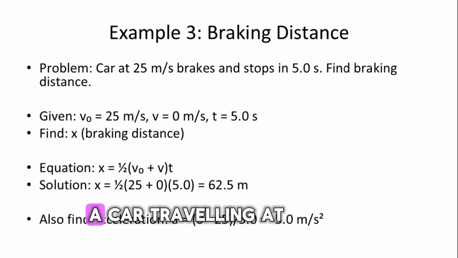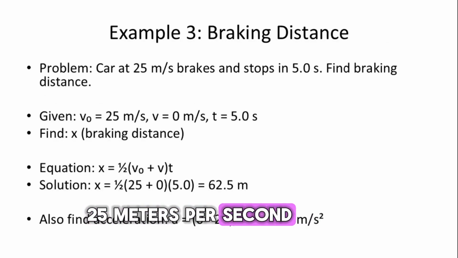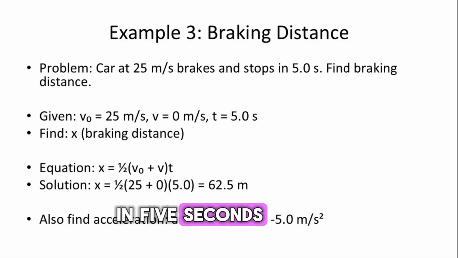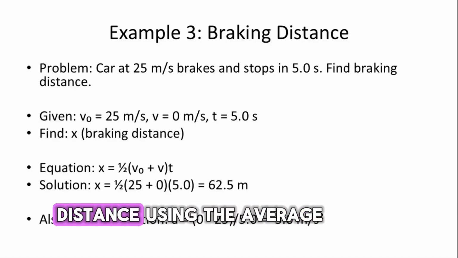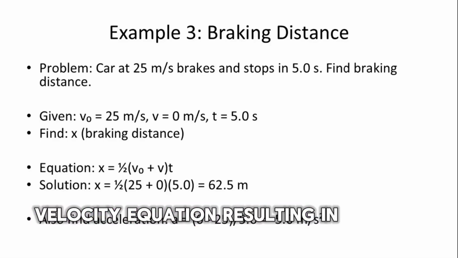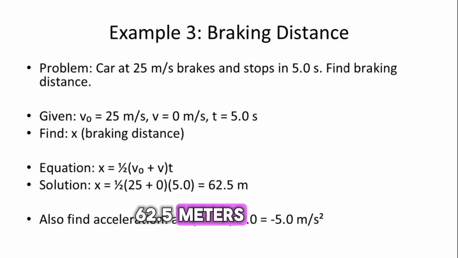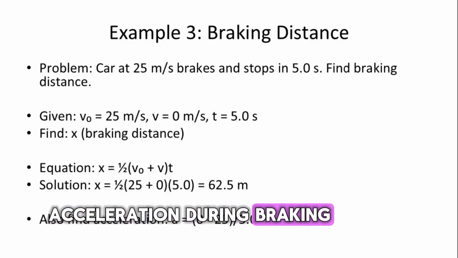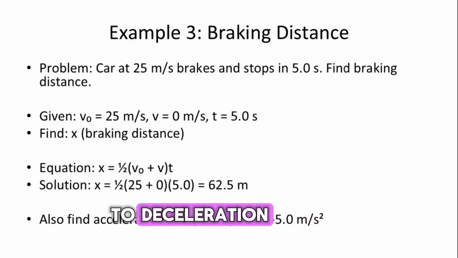In this example, a car traveling at 25 meters per second brakes to a stop in 5 seconds. We calculate the braking distance using the average velocity equation, resulting in 62.5 meters. Additionally, we determine the car's acceleration during braking, which is negative due to deceleration.